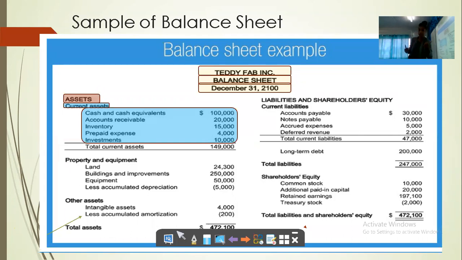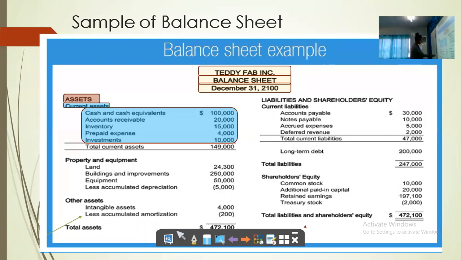After that, what's the second group that assets are divided into? We had current assets and the other? Non-current, long-term assets. Right. In this case, which of these items are the long-term assets? Any idea? Property and equipment. Yes, that's true. Anything else? Land.